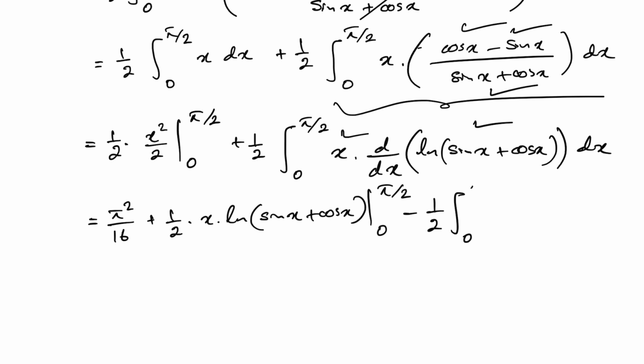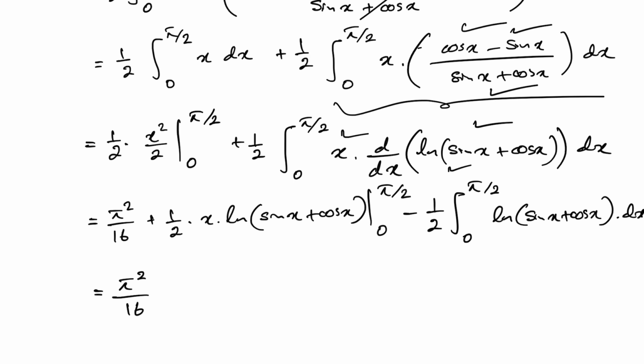integral from 0 to pi over 2, then we should rewrite this function, so natural log of sine of x plus cosine of x dx, because we know the derivative of x is equal to 1. Okay, then here pi squared over 16.